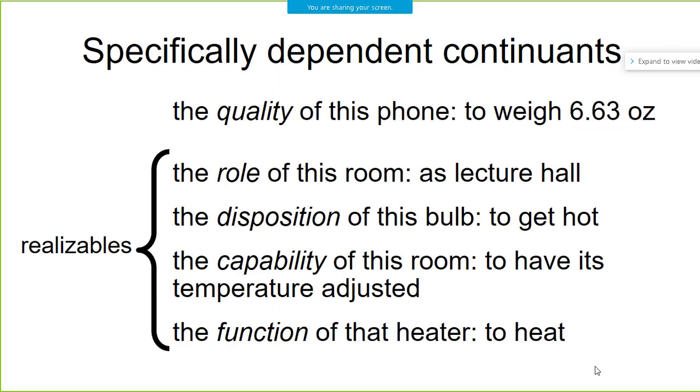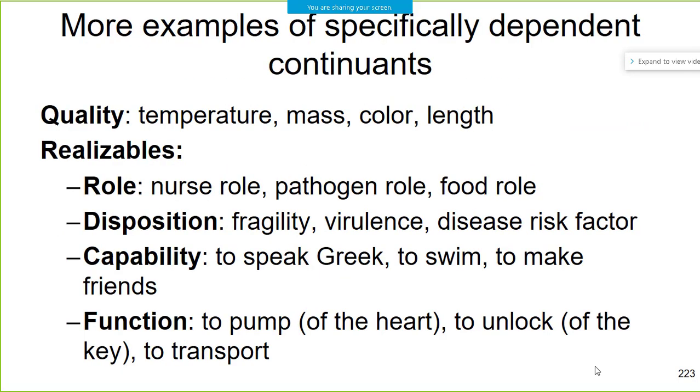The role of this room is to serve as a lecture hall. The disposition of this bulb here is to get hot. The capability of this room is to have its temperature adjusted. It's not its function. It's a capability. And it will be important later when we're talking about systems to distinguish between functions and capabilities. And then the function of that heater over there is to heat. So we have roles, dispositions, capabilities, and functions.